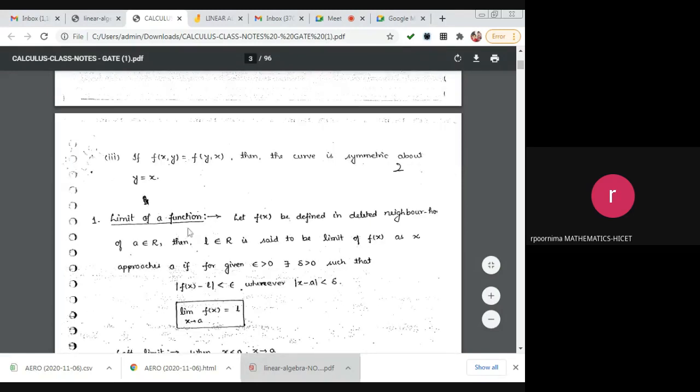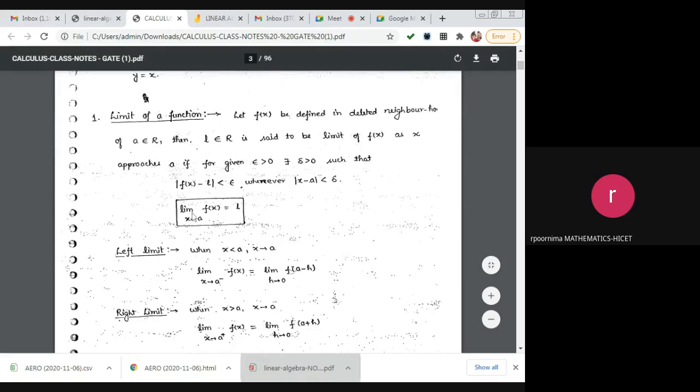Then the limit of a function. Let f of x be defined in a deleted neighborhood of a belongs to R. Then L belongs to R is said to be the limit of f of x as x approaches a, if for every epsilon greater than 0, there exists a delta greater than 0, such that modulus of f of x minus L is less than epsilon, whenever modulus of x minus a is less than delta. So limit x tends to a of f of x equal to L.